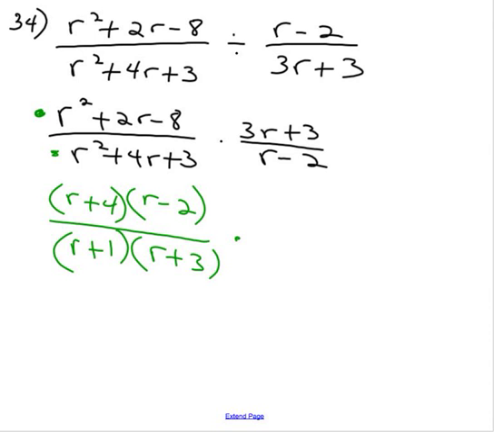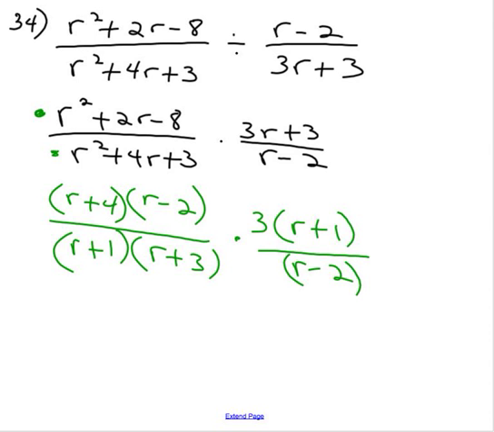In my second fraction, I don't have trinomials, but I do see I have 3R plus 3, where there is a GCF. I can take a 3 out of each term and end up with R plus 1. My denominator for that one, there is nothing to factor. It is R minus 2, and I'm going to put it in parentheses just for consistency's sake in the visual.